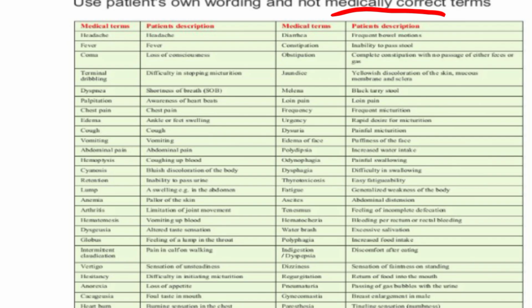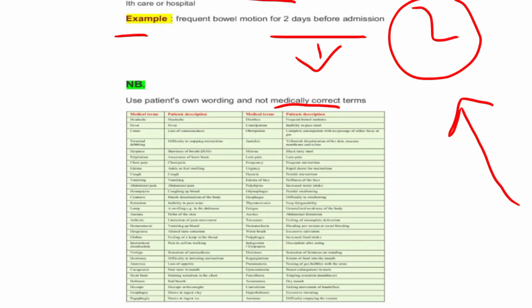Edema, I know what edema is, swelling, ankle or foot swelling, but to the patient you can say ankle or feet swelling. These are the common terms. Cough, vomiting, the patient can understand. Hemoptysis, the patient cannot understand; you can say coughing up blood. Cyanosis, I know what cyanosis is, bluish coloration of the body. You can tell the patient each and everything in simple language, not medical terms.